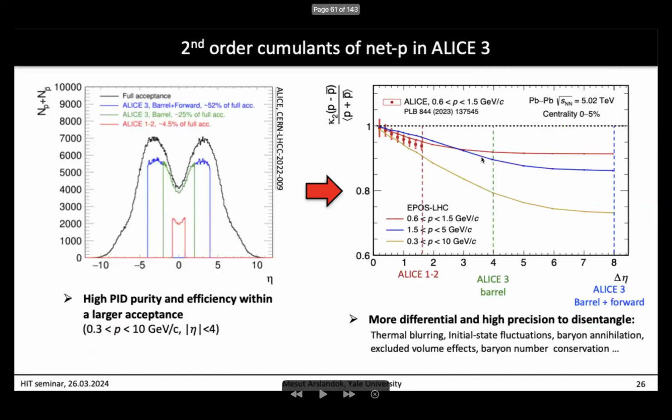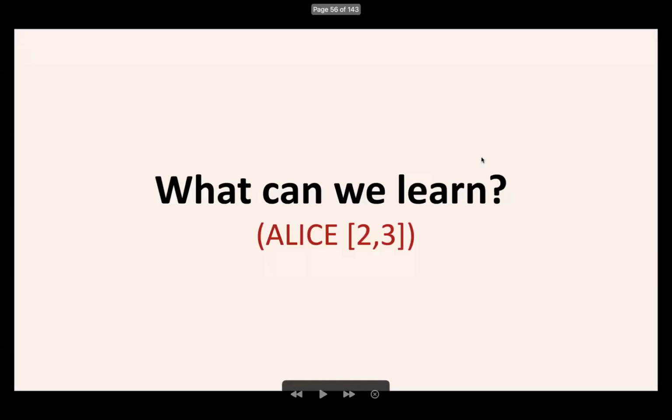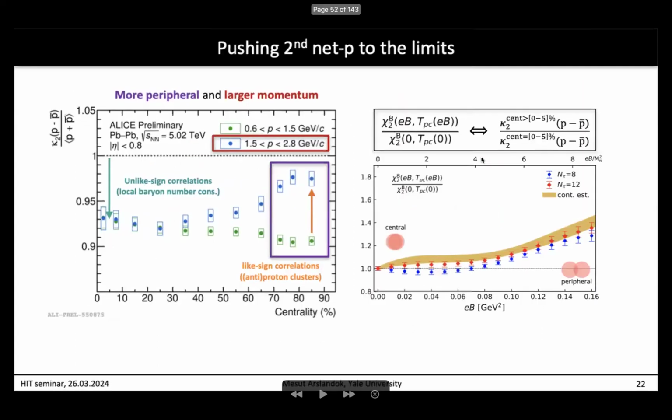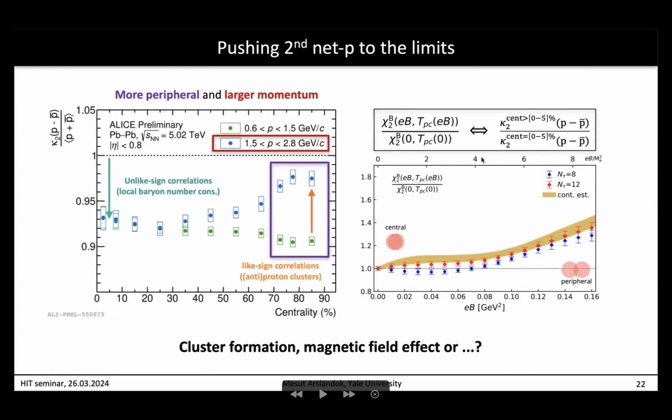On the rising trend for the magnetic field, do we have string models to describe it? So what do EPOS or HIJING, for example, do? No, they are flat. Yeah, they are completely flat.